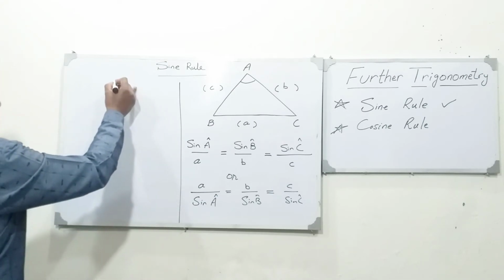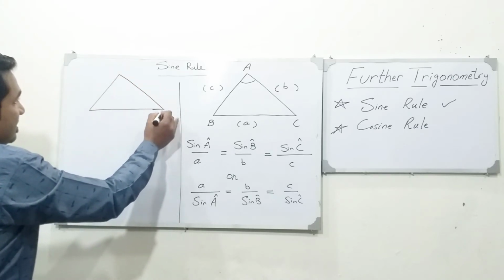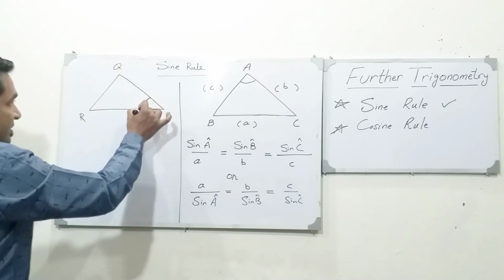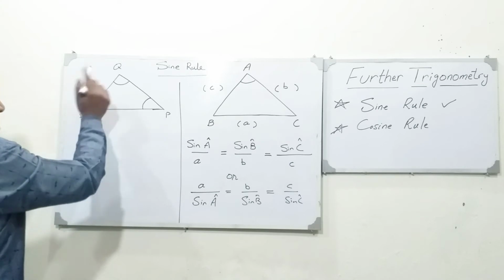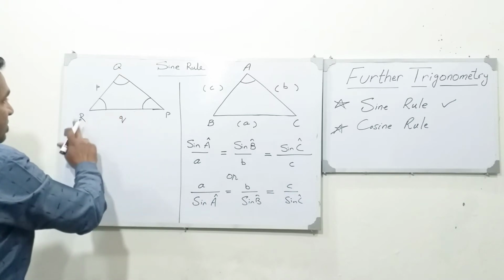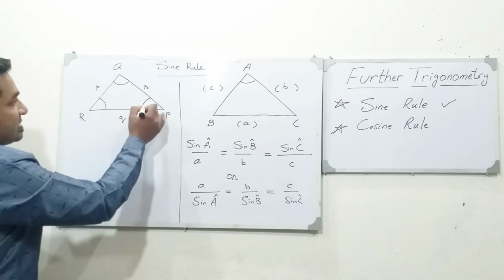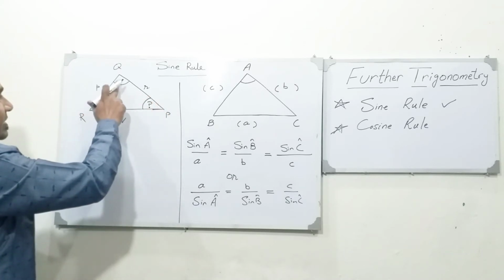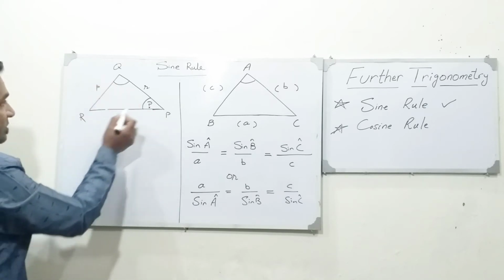For example, if a triangle is given with angles P, Q, R, here the angle is P, here the angle is Q, and here the angle is R. P's opposite side will be denoted by small p, Q's opposite side is small q, and R's opposite side is small r. Now suppose you are going to find this angle, and this other angle is given.